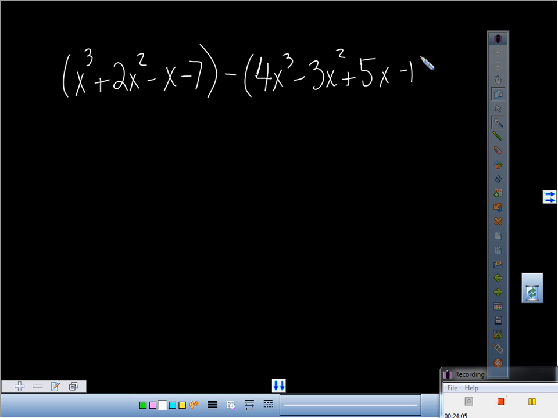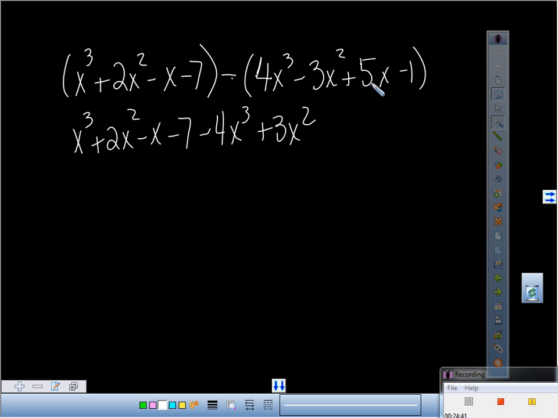Okay. All right. First of all, if this were a plus sign, what would I do? Just take the parentheses away and do all your stuff. It doesn't change anything. Okay. If it's a minus sign, what does it do? Yeah, it changes all the signs, not just the first one, guys. It changes all of them. So it becomes x to the 3rd plus 2x squared minus x minus 7. What does this become? Minus 4x to the 3rd. What does this become? Plus 3x squared minus 5x plus 1.